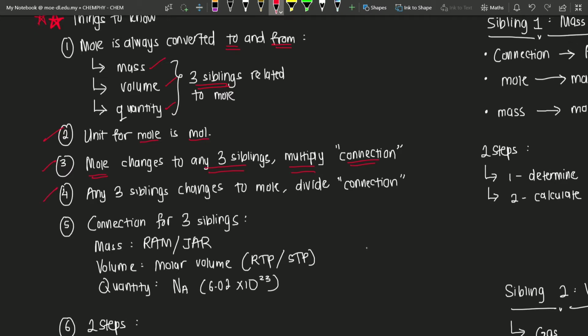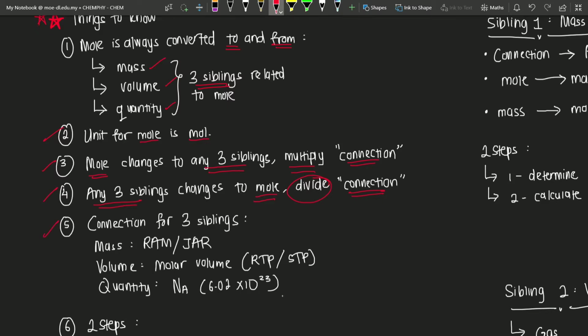Next thing you need to know is kalau kita ada tiga sibling nak tukar ke mole, you guys kena bahagi connection yang kita ada. So apa itu connection? Kita akan tengok lepas ni. I repeat, mole nak pergi mana-mana tiga adik-beradik, you guys akan darab connection, multiply connection. But if you have any three siblings, you want to find the mole, you will divide the connection. So what are the connection that I mean?